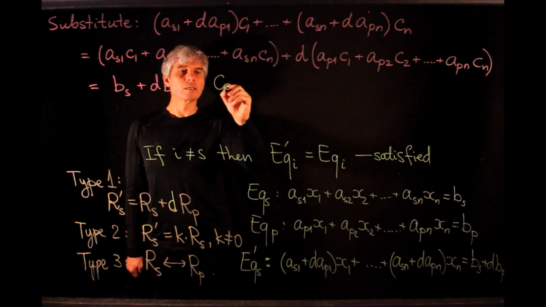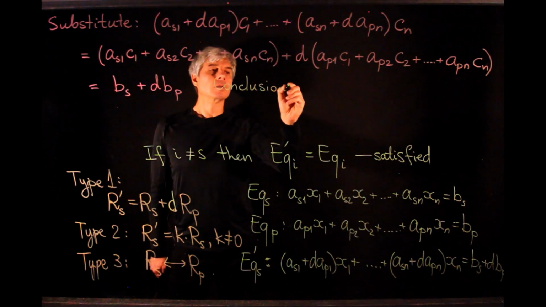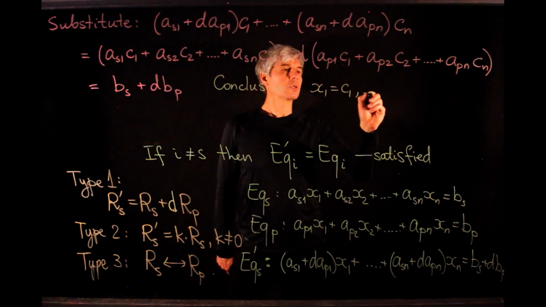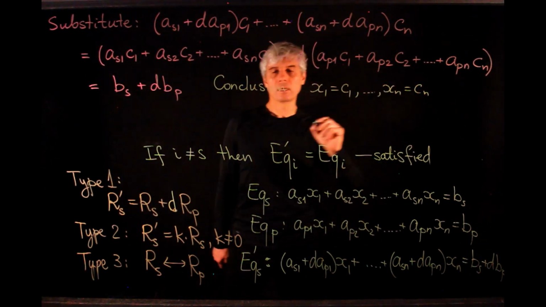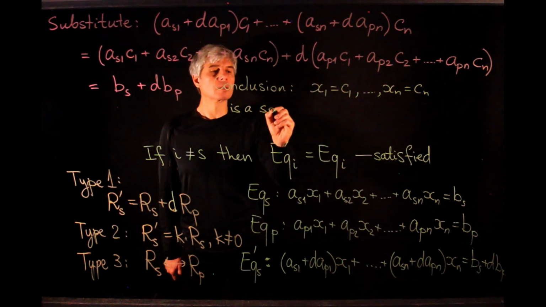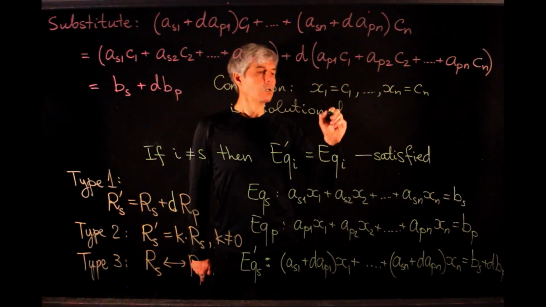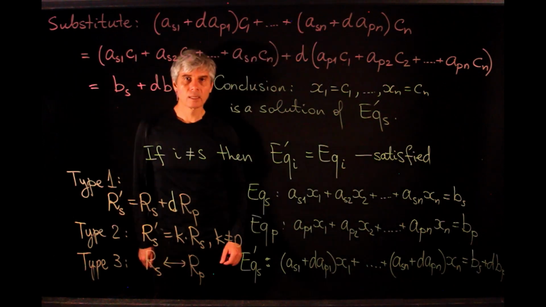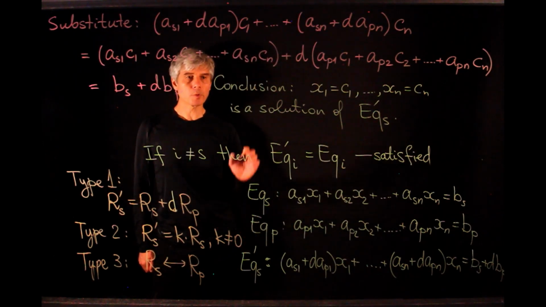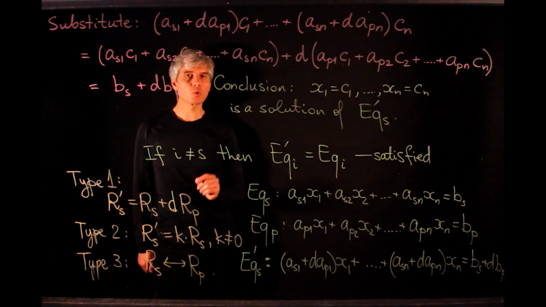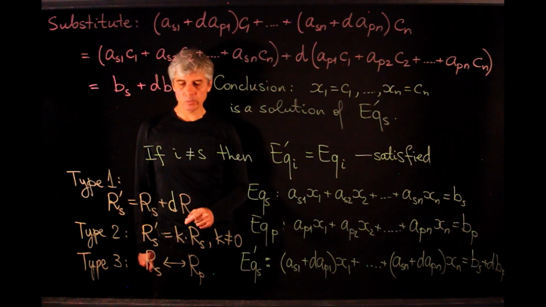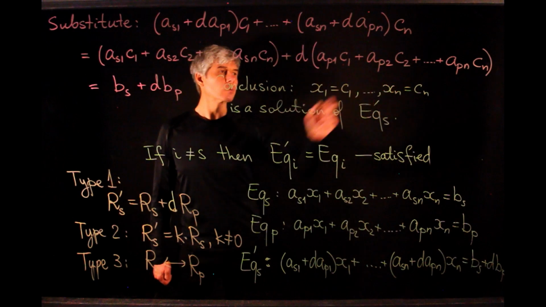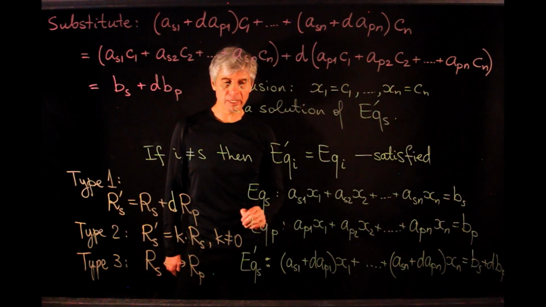So the conclusion here is that x1 equals c1, ..., xn equals cn is a solution of the new equation number S. What we have just proved is that if we have a solution of an old system of linear equations and we apply one elementary row operation of type 1, then this solution will still be a solution of the new system of linear equations.